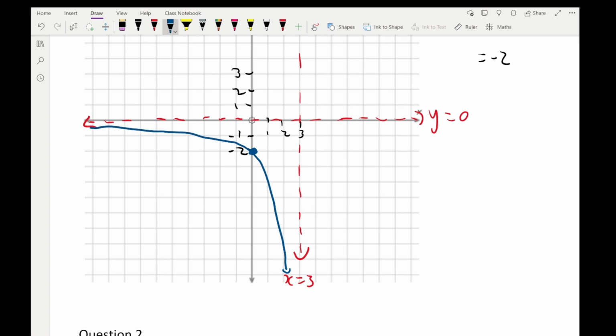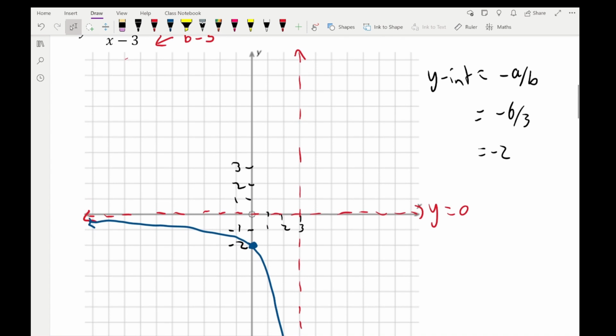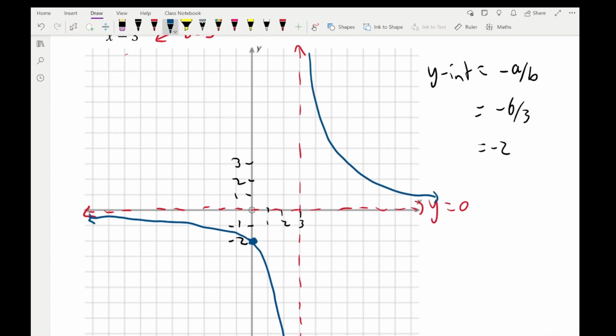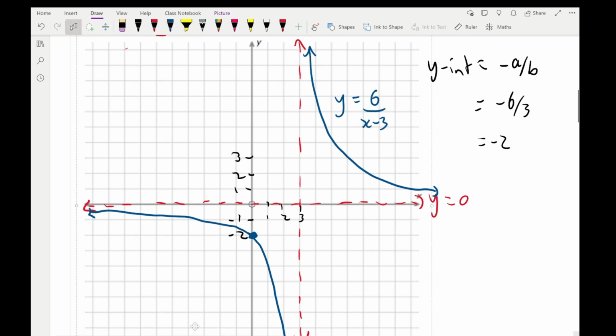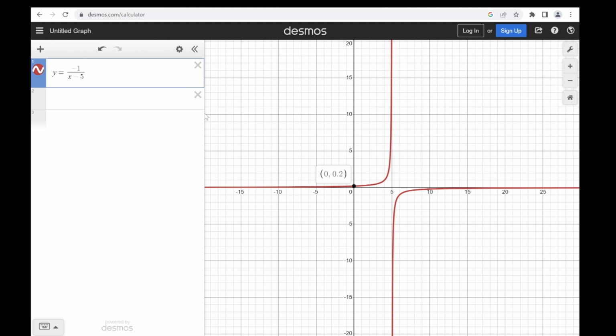Same thing's going to happen. It's going to get really close to the red line, but never quite touches it. And then we've got this one here. It's going to come down and go right. And we label this y equals 6 over x take 3. Just like that.